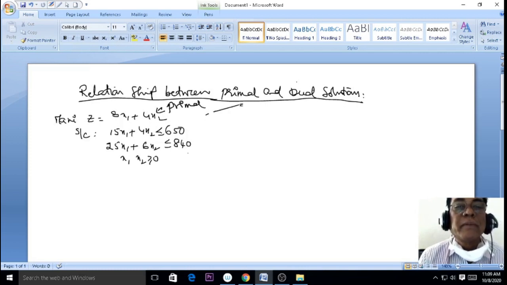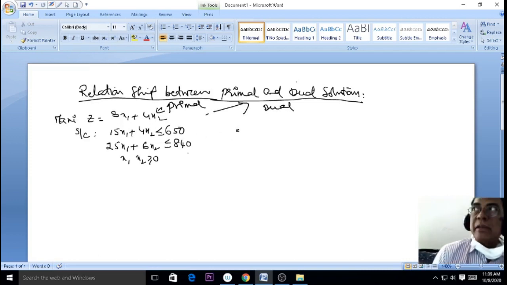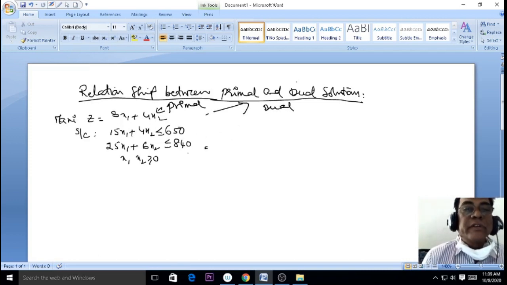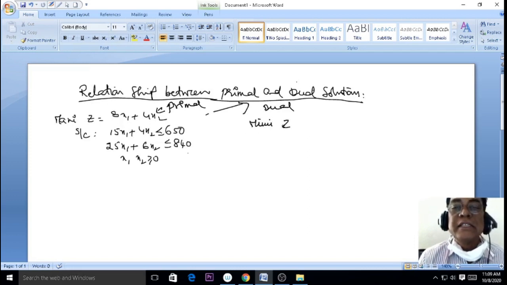So how to convert primal to dual? Dual means the thing is, in the primal, all equations contain x1 and x2. Now for the dual, we take other variables. If the maximum case is given, then convert it into the opposite, minimization. Z is equal to the right-hand sides 650 and 840: 650 y1 plus 840 y2.